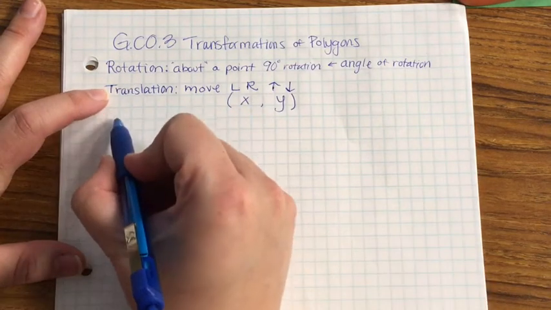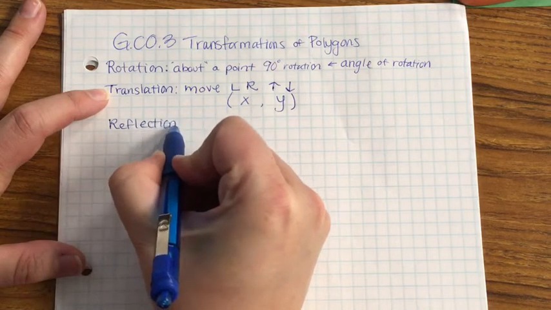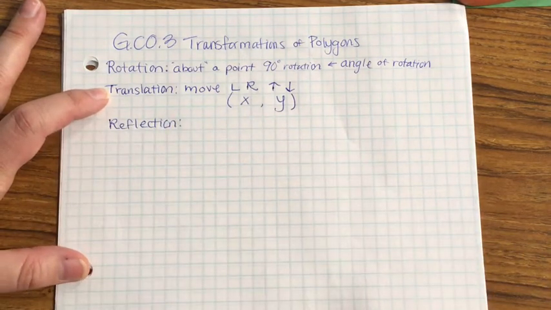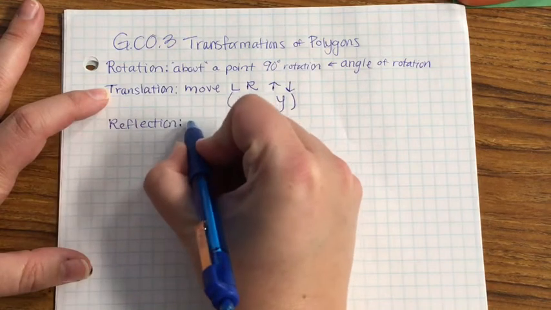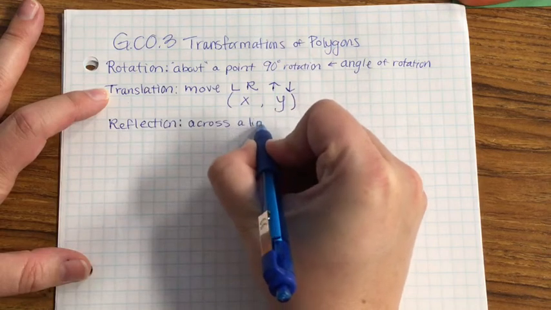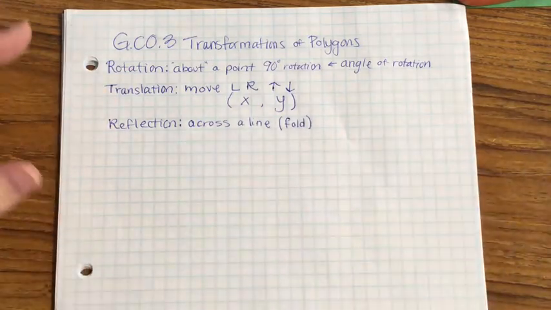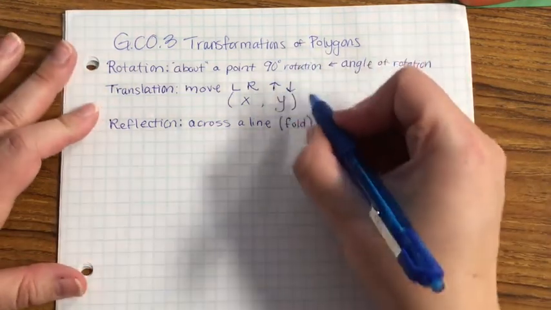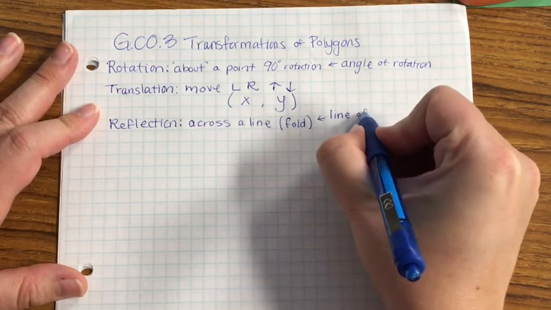Rotation, translation. Then we have reflections. I'm trying to make these short. Notice how I don't have a complete sentence here. I'm trying to make them short so that everybody can write them. So reflection would be across a line. It's like you fold it, and then it's a mirror image on both sides. So across a line. And that line is called, very fancily, the line of reflection.